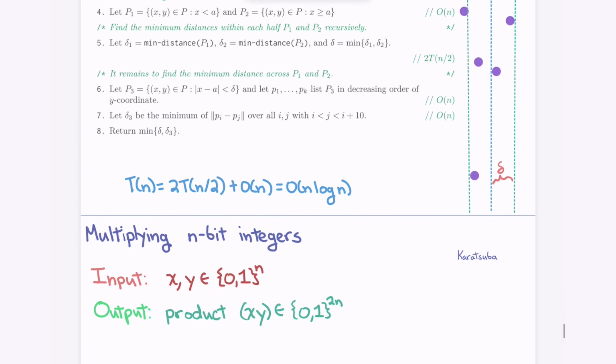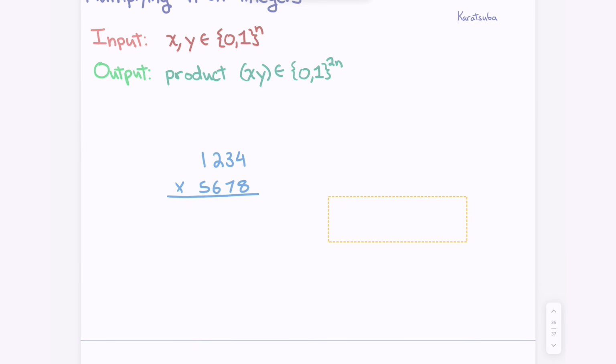Okay, so that's it for today. Next time we're going to try to multiply integers together faster than whatever you did in elementary school.